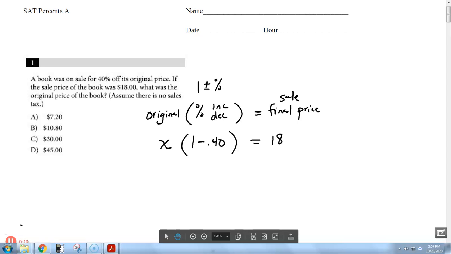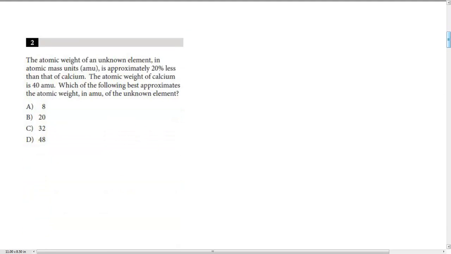So when I clean this up a little bit, I'm going to get X times 0.60. So I'm really paying 60% of full price. 0.60X is $18. Divide both sides by 0.60, and it looks like we are at $30. The correct answer there would be C. Let's go down to the next question.